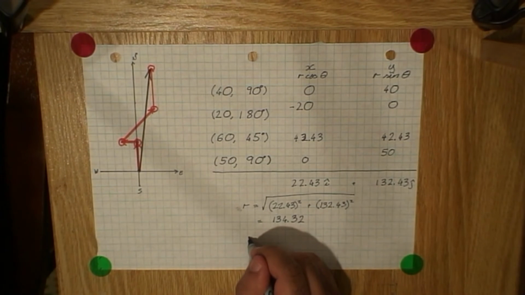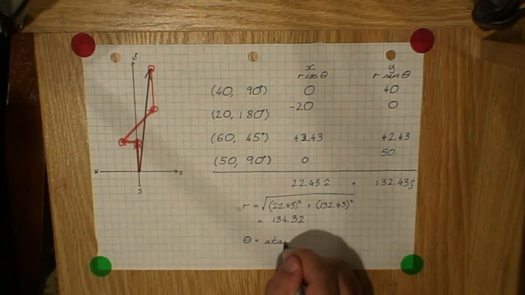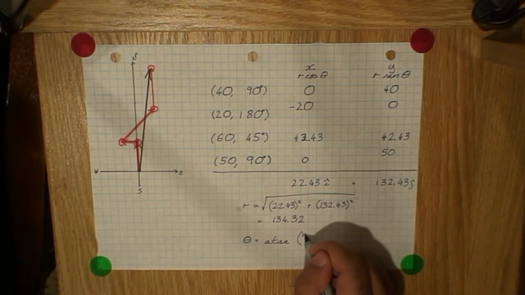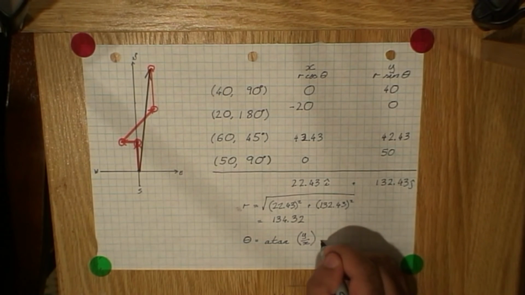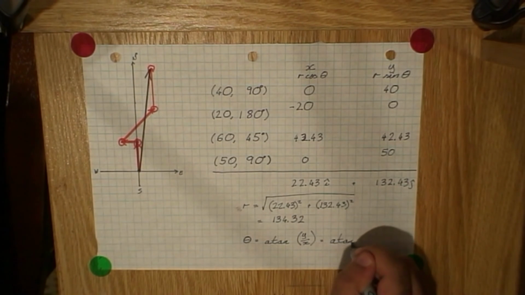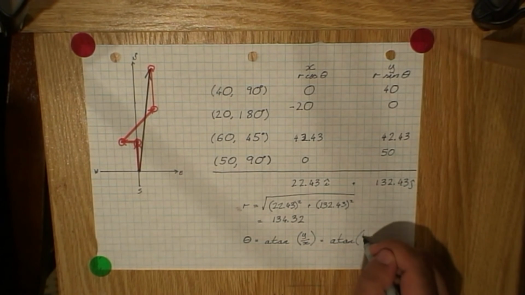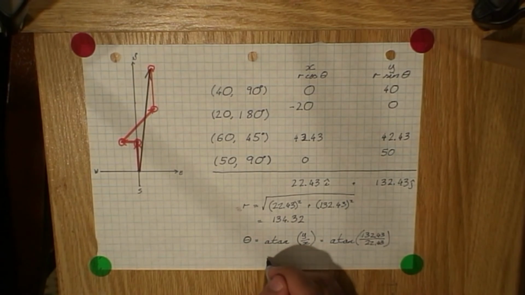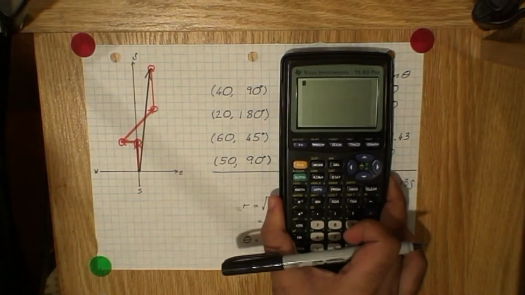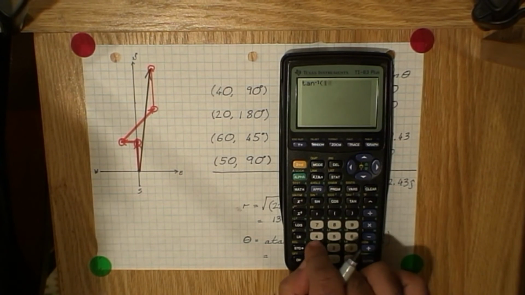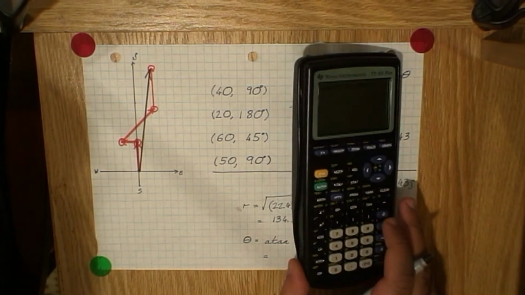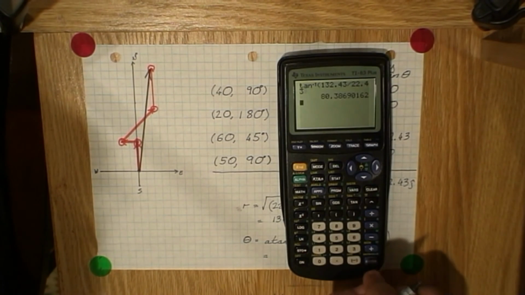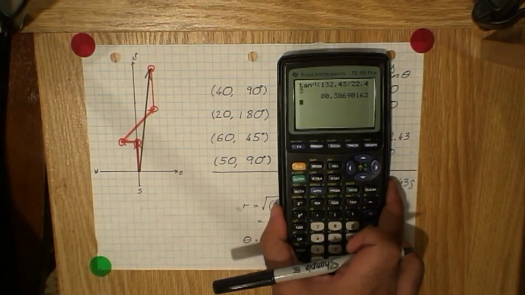And then you have theta. Theta equals the arctangent of y over x. So y is 132.43 and x is 22.43. So let's work this out. Arctangent of 132.43 divided by 22.43 gives us 80.37 degrees.